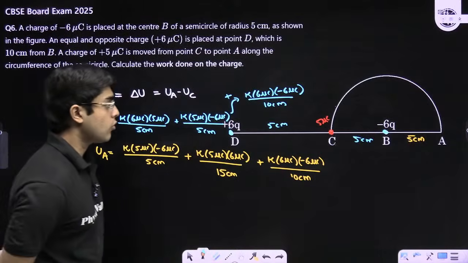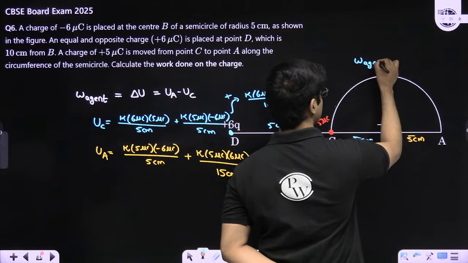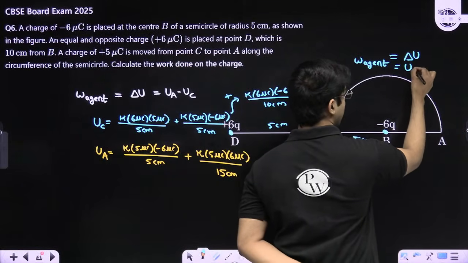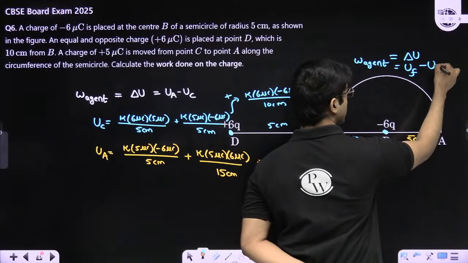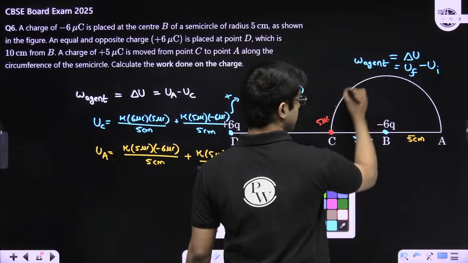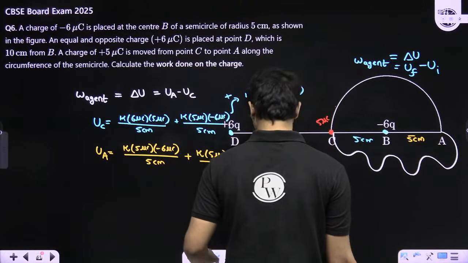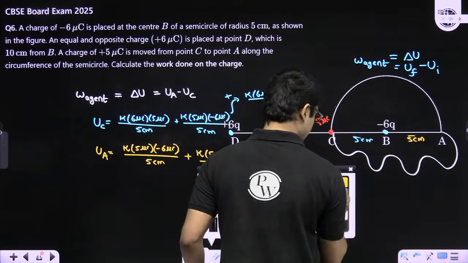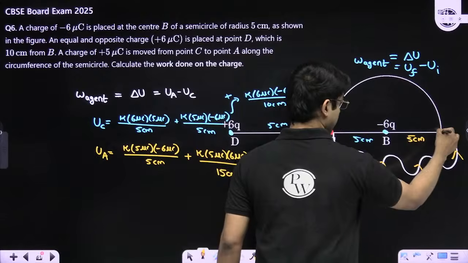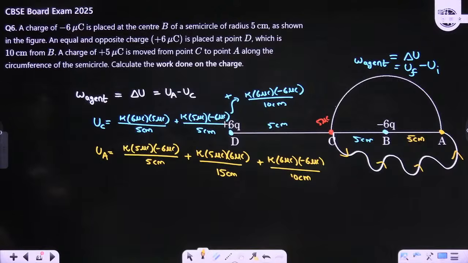So that is this question. Any question where the work done to do a process is asked, it is simply delta U. All you have to do is find U final and subtract U initial. That will give you the agent's work done. It doesn't matter if you move it along this semicircle or some random path like this. That is the idea of a conservative force. The path does not matter. The only thing that matters is the initial point and the final point. So that is this question.